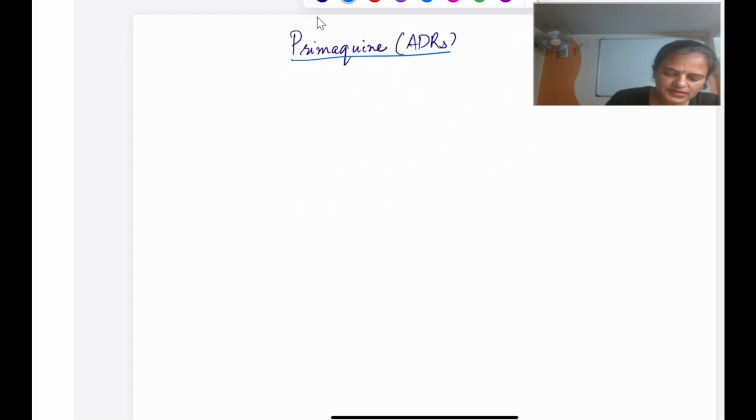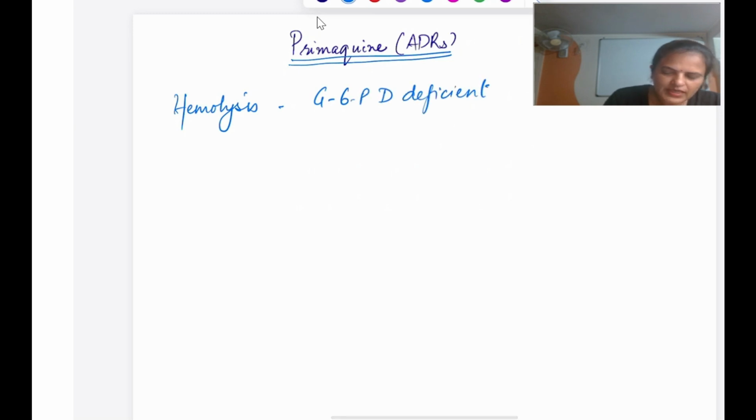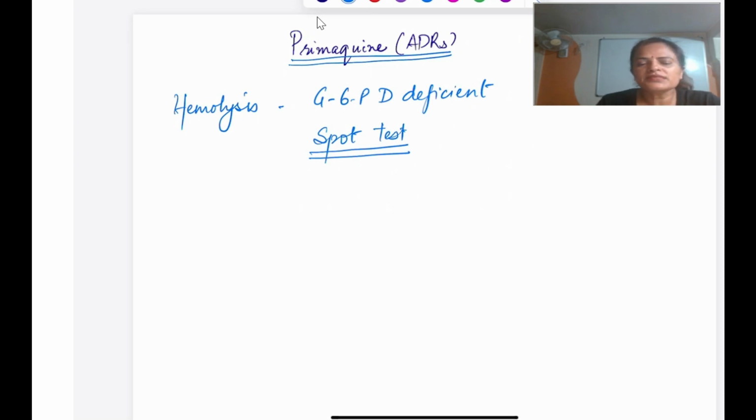Now what are the adverse effects? It is well tolerated, with few mild GIT side effects, and the most important side effect with Primaquine is hemolysis, especially in G6PD deficient individuals. G6PD deficiency is very low among Indians; it is seen in Mediterranean persons and in the black races. And for this, there is a spot test. If it is positive, that means the person is G6PD deficient, then this drug should not be given.